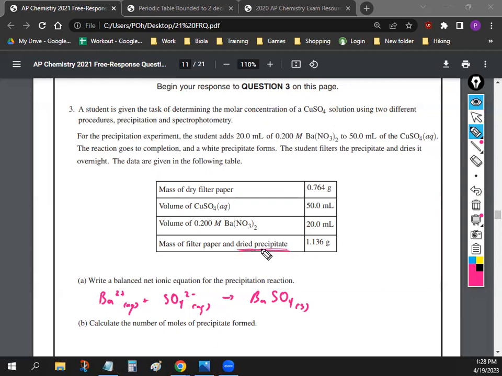So if you want to find the mass of just a precipitate, what do you have to do? Yeah, subtract. So the first thing you want to do is you want to do 1.136 minus 0.764, because if you get rid of the filter paper, you have just the precipitate. Okay, and that's going to give you 0.372 grams of precipitate.